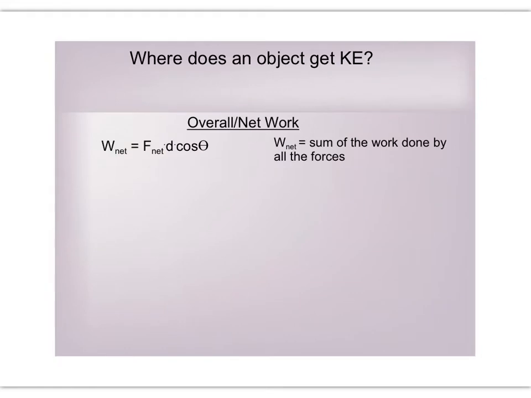Where does an object get kinetic energy from? Well, it has to get kinetic energy from another object doing work on it. So work must be done. But if there is more than one force doing work, and one's doing positive work and one's doing negative work, then maybe the energy added to the object by one thing is being taken away by another. So in order for an object to actually gain kinetic energy, there has to be net work done on an object.